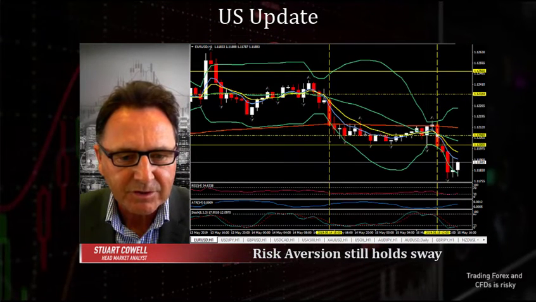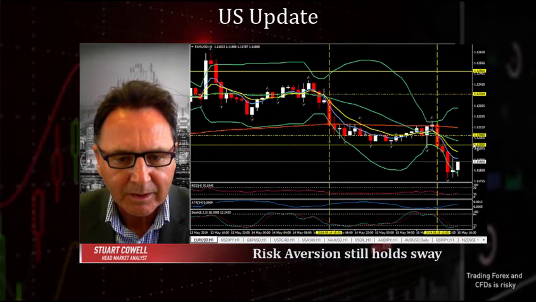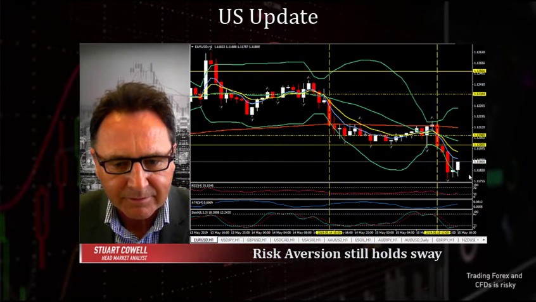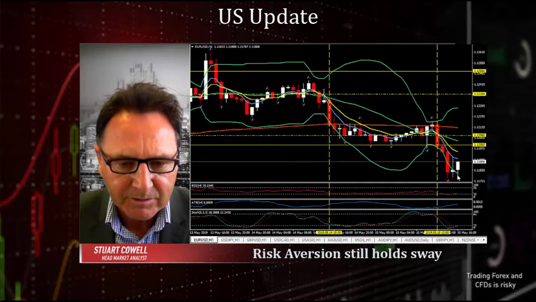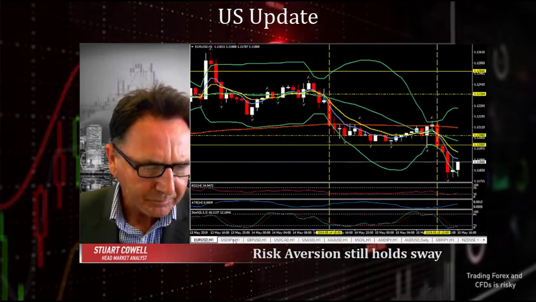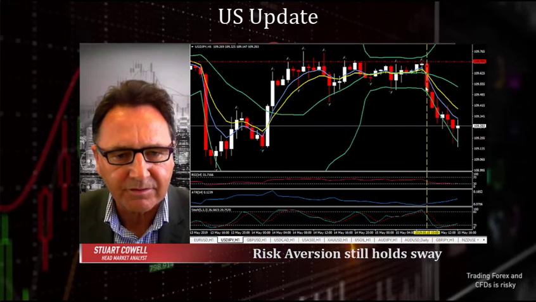So euro here tripped out of this little channel it'd been in overnight under 112. And we've been moving down all day. We've been as low as 111.80 zone today. We've bounced a wee bit off that, but the trend remains down for euro dollar.